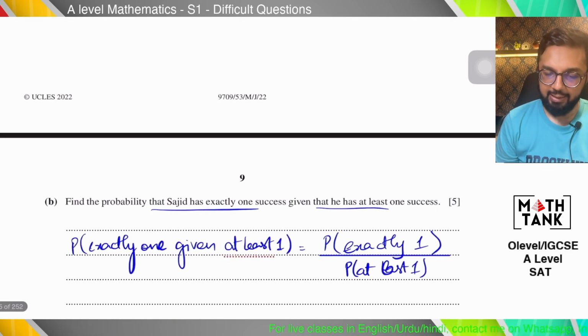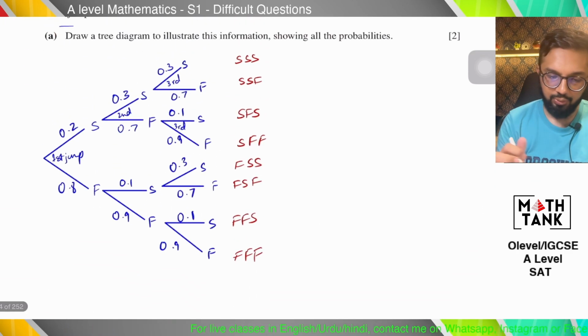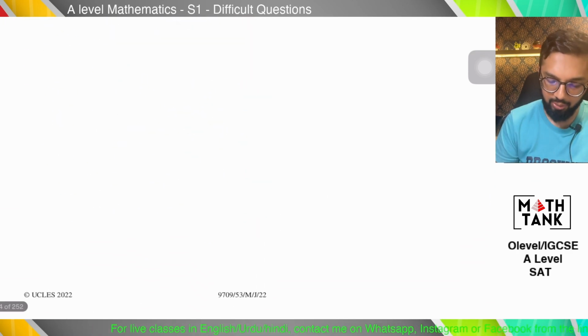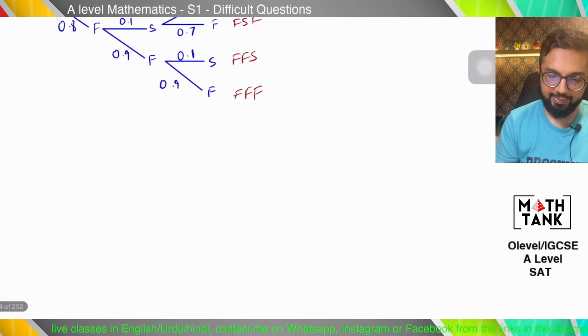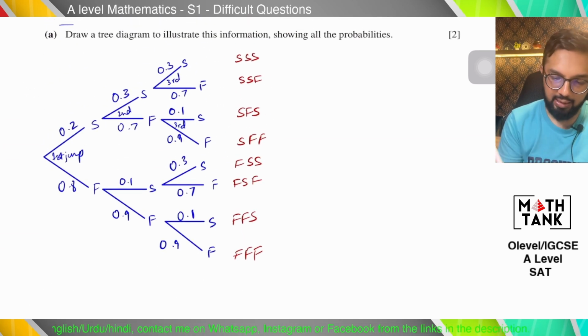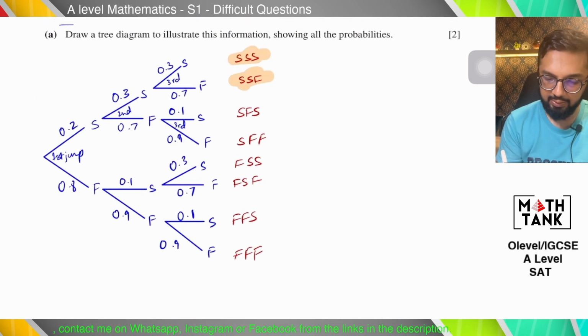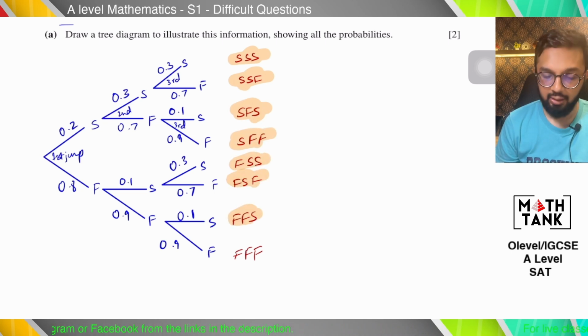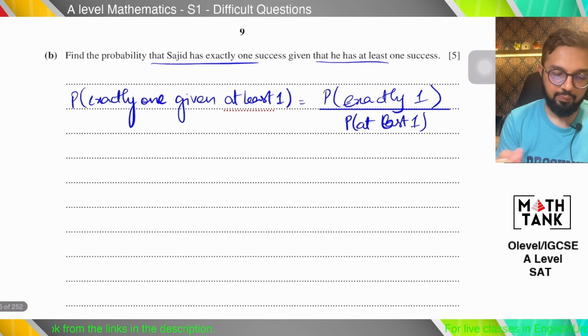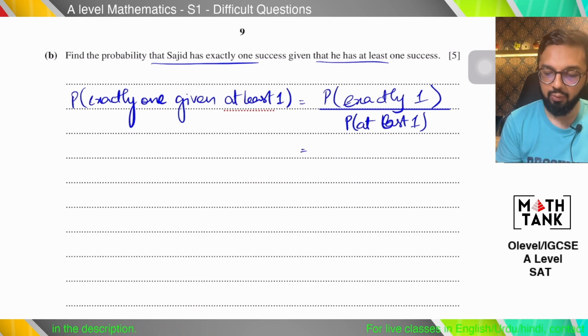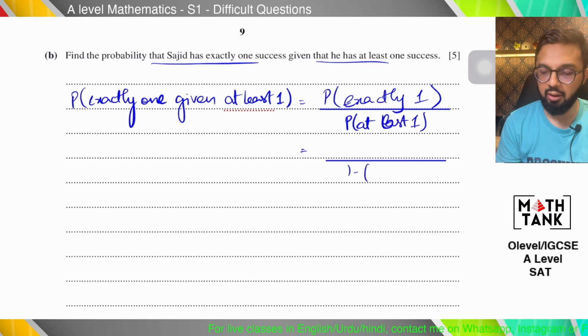Okay, so at least one. Which outcome should I take? At least one success. Okay, so at least one success is this, and this. So that's a lot. So I can just do this for the denominator instead of adding all of them up. I can just do 1 minus failure, failure, failure, which is 0.8 into 0.9 into 0.9.